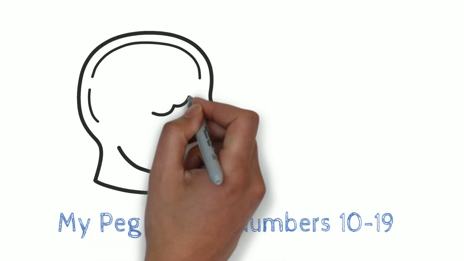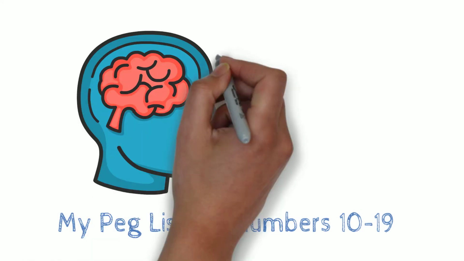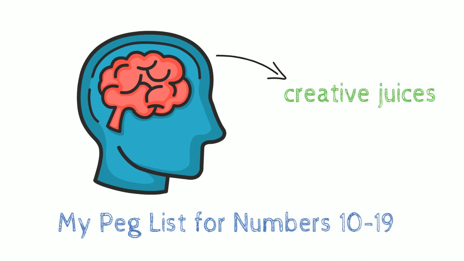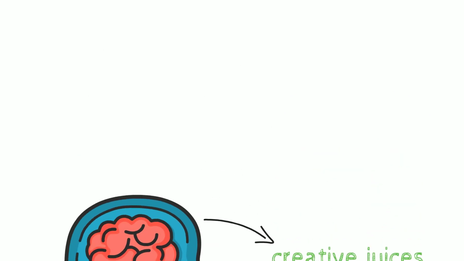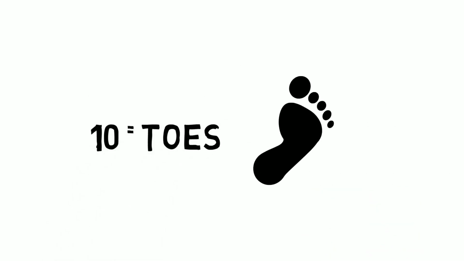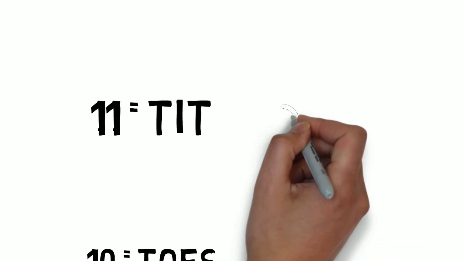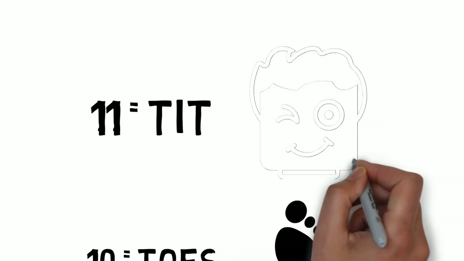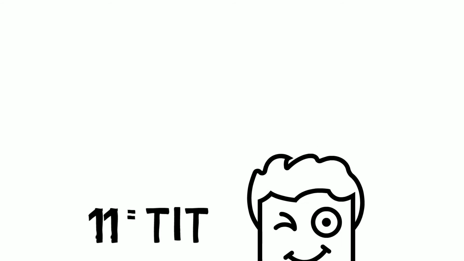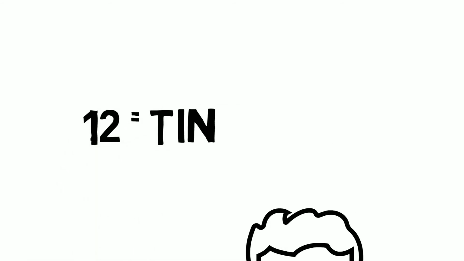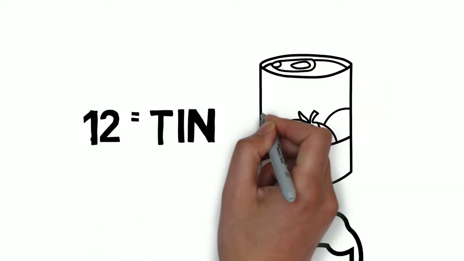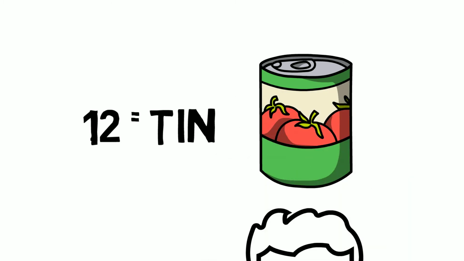To help you get your creative juices flowing and to see how you can use your imagination, have a look at my peg list for 10 to 19. For number 10, my peg word is toes. I imagine myself having gigantic, ugly toes. For 11, my peg word is teeth. Well, you know what that means. I'll leave this to your imagination. As for 12, I use tin. I imagine myself crushing a tin with my bare hands.